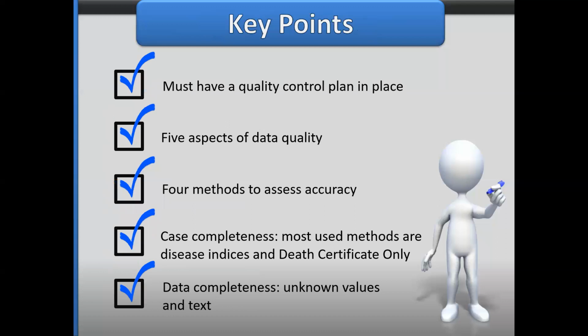Key points for this week. A quality control plan must be in place. Know the 5 aspects of data quality. Know the 4 methods to assess accuracy. Know that the most used methods to determine case completion are the disease indices, or the disease index, and death certificate only. And data completeness is determined by percentage of unknown values and the text documented.